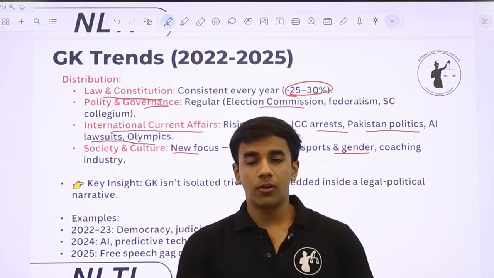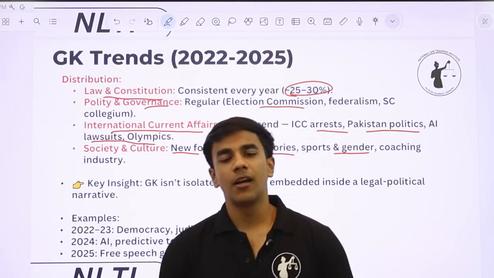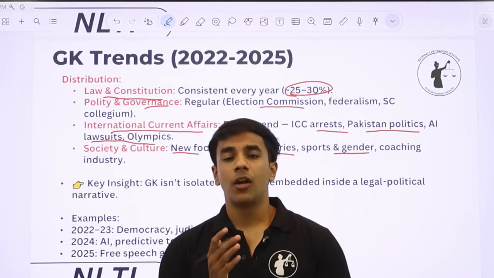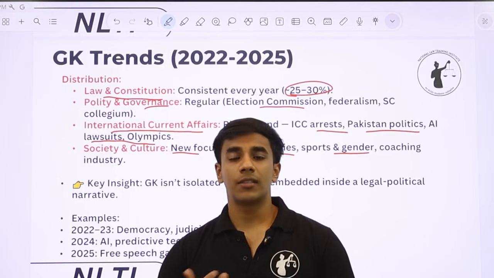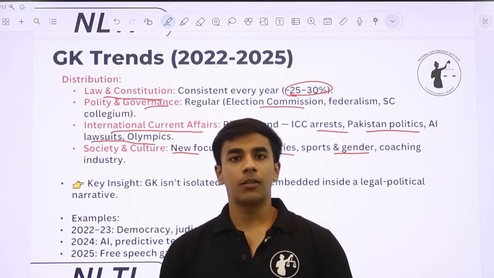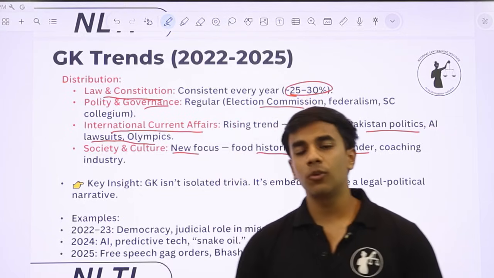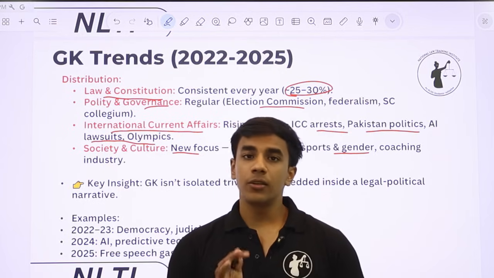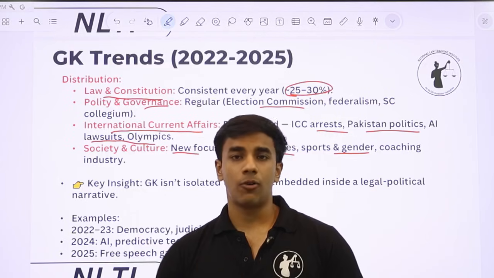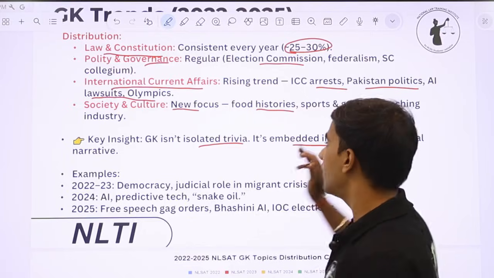अगर आप कोई passage पढ़ रहे हो, for example, if you are reading about the shoe being thrown at Chief Justice of India, you have to read all ramifications or implications of that particular article. आपको GK का भी पता होना चाहिए. Supreme Court was established under which article? How can a Supreme Court justice be removed? What is the term of a Supreme Court judge? So everything related to a particular topic you need to understand while you are reading. So be very open, read diverse, and don't restrict yourself to a particular angle of a topic. Read everything about it. Key insight, again, GK isn't isolated trivia, it's embedded inside a legal political narrative.